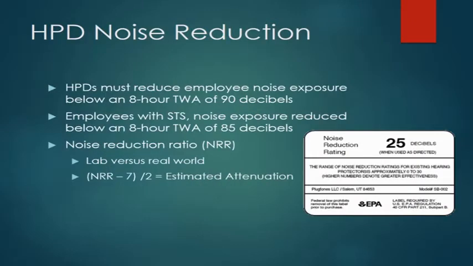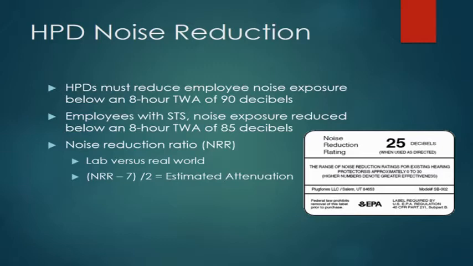The purpose of hearing protection is to reduce your exposure to noise. The exposure must be reduced by the hearing protection device you wear to at least an 8-hour time-weighted average of 90 decibels. If you have suffered hearing loss and are classified as having experienced a standard threshold shift, you must have hearing protection that reduces exposure to at least an 8-hour time-weighted average of 85 decibels.